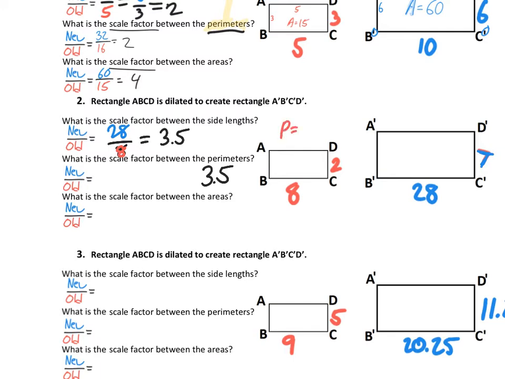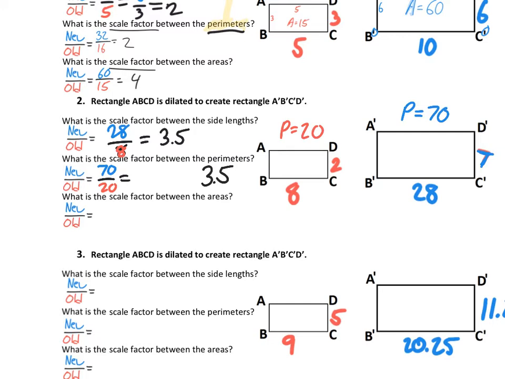So my perimeter for my original one, I do 8 plus 8 plus 2 plus 2, and I get 20. And on the large one, I'm going to do 28 plus 28 plus 7 plus 7, and I get 70. With these two perimeters, I'm going to do 70 divided by 20. And when I do 70 divided by 20, I still get 3.5.